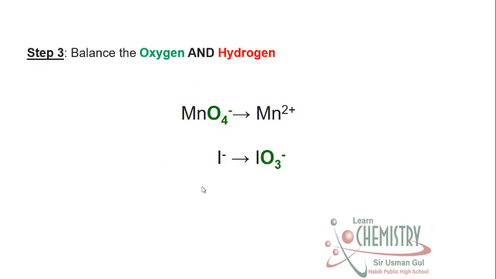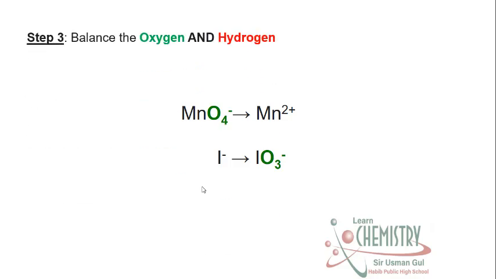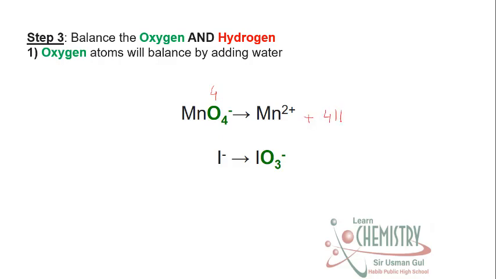In the third step we will balance oxygen and hydrogen. First of all we will balance oxygen by the addition of water molecules. There are four oxygen on the left hand side, so we will add 4 water molecules in the first half reaction. Now we will balance the second half reaction. In the second half reaction there are 3 oxygen on the left hand side, so we will add 3 water molecules on the right hand side. Now our oxygen is balanced, so now we will balance the hydrogen in both half reactions.